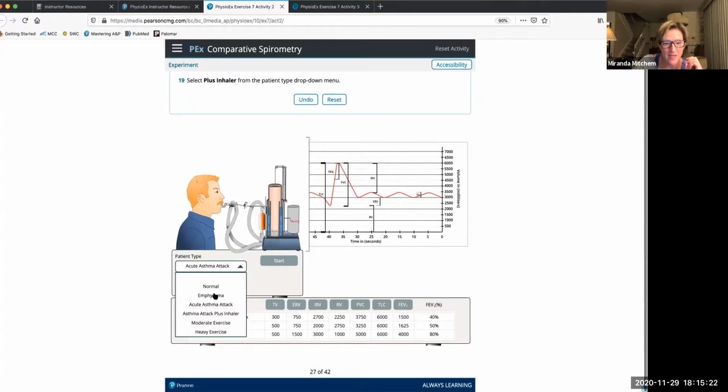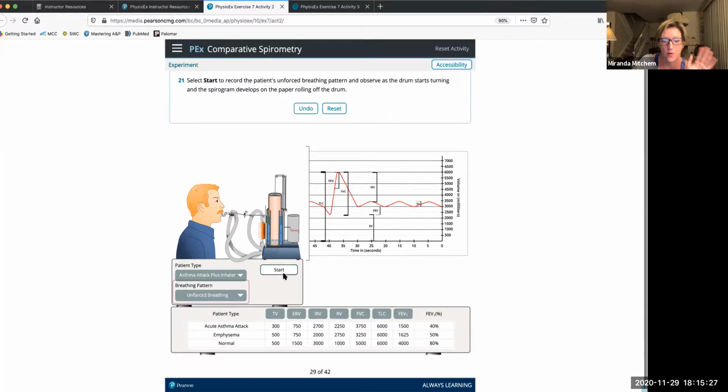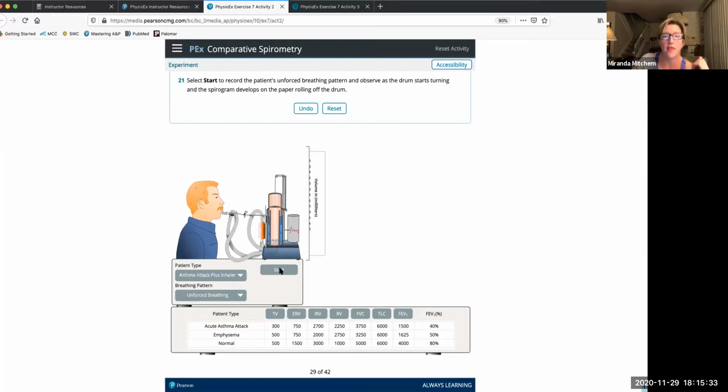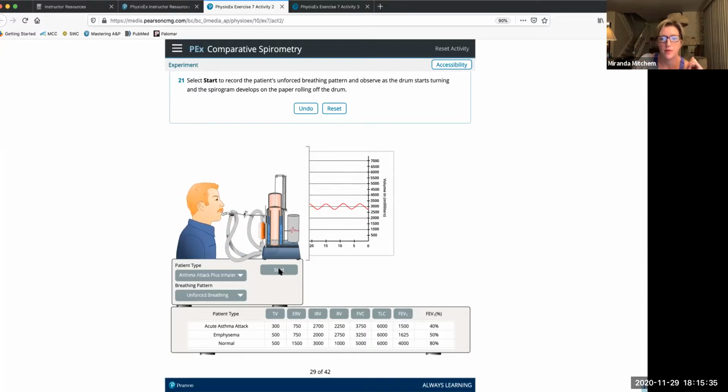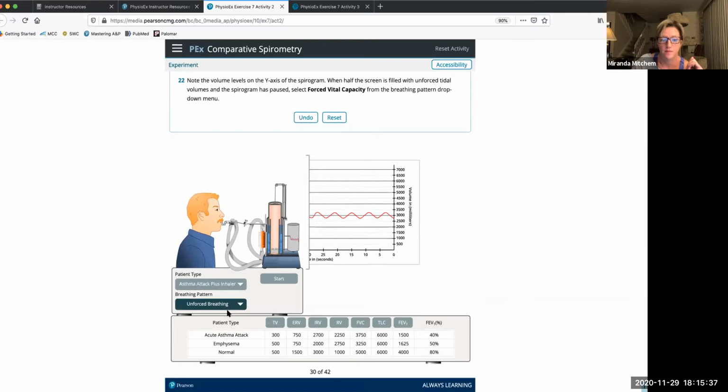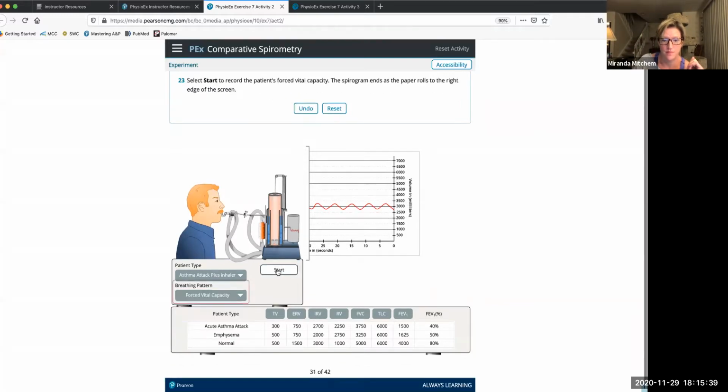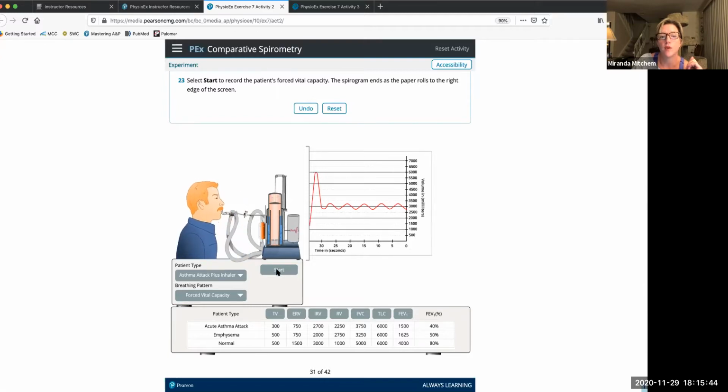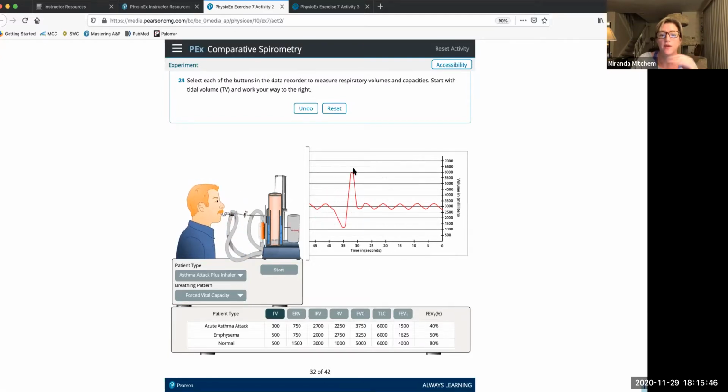We're going to go with asthma attack plus the inhaler, and we're going to look at our normal unforced breathing first. Here we go. So he took a puff of the inhaler and then blew. Here we go again, another puff of the inhaler, and we're getting a more extreme difference.